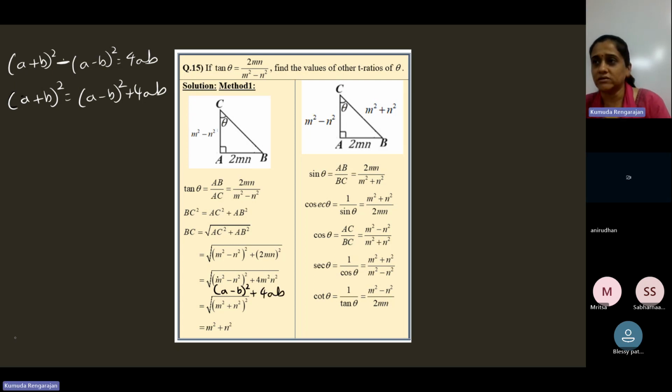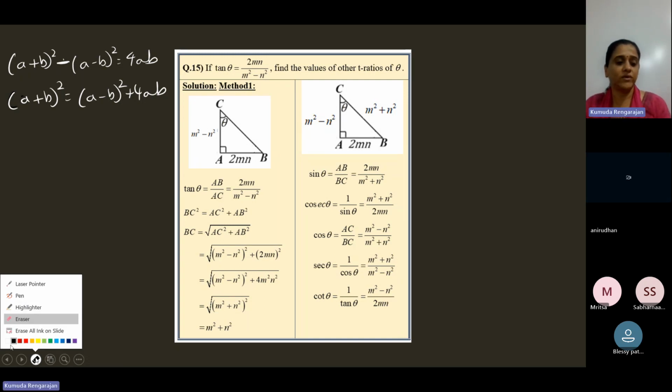Your A is m square, B is n square. A minus B whole square plus 4AB, 4m square n square. So what is A minus B the whole square plus 4AB? A plus B the whole square. This is A plus this B the whole square. And square root of that one will be m square plus n square.